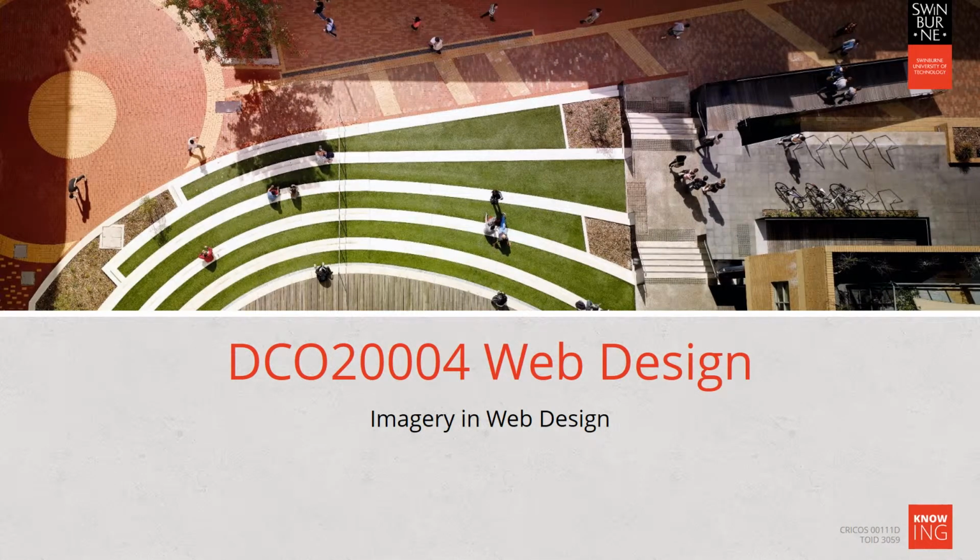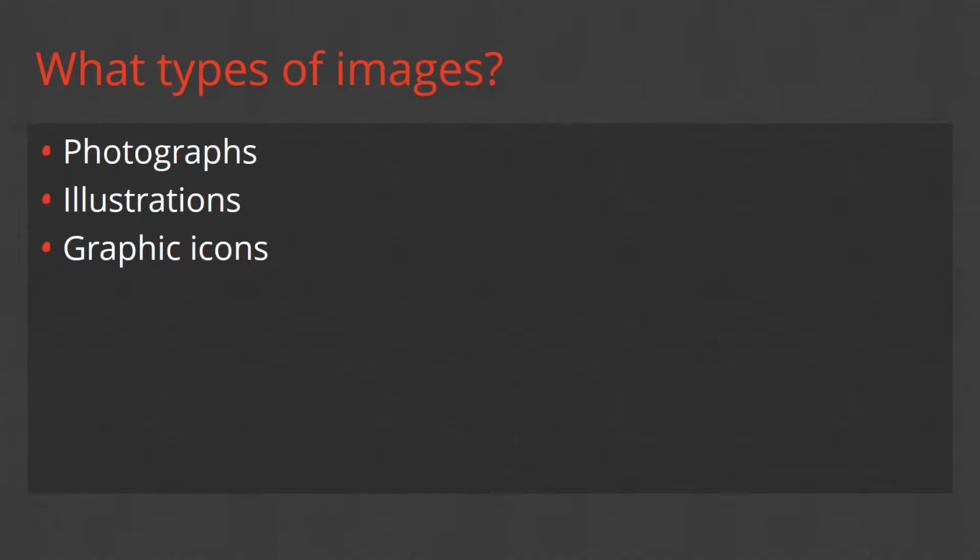This week we're going to look at how you can use images in web design. So what types of images can you use? Of course, you can use photographs, you can use illustrations, or you can use graphic icons. Just remember that for this project, you have to create at least 50% of the images yourself in any of these three categories. And the remainder of the images you have to have license for.